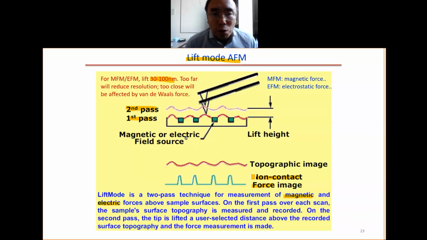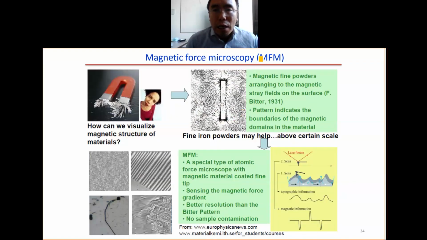Those forces will show up when you lift the tip 30 to 100 nanometers away from the sample surface. The first application for this is the MFM, called magnetic force microscope. The idea is simple: you coat the tip with magnetic material, then you can do the MFM. But you need some accessory. You cannot do the MFM using a simple AFM.